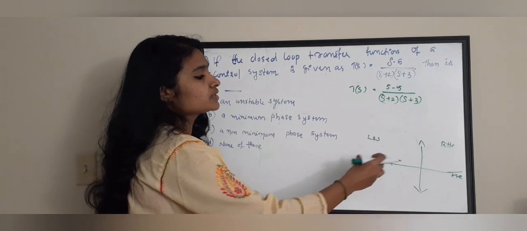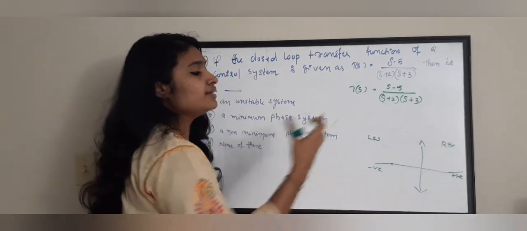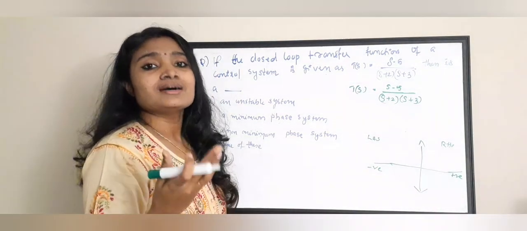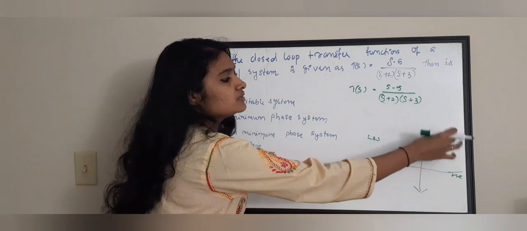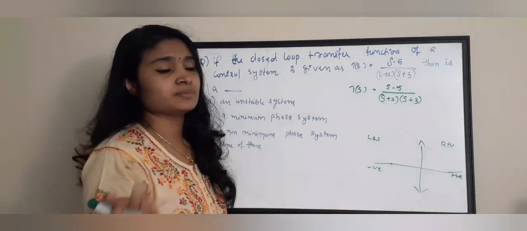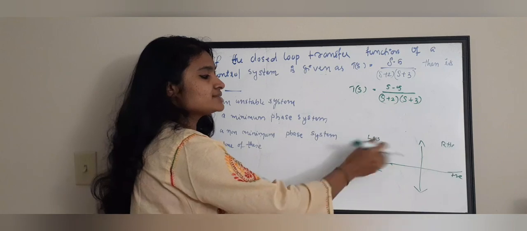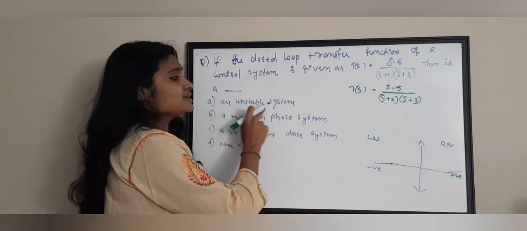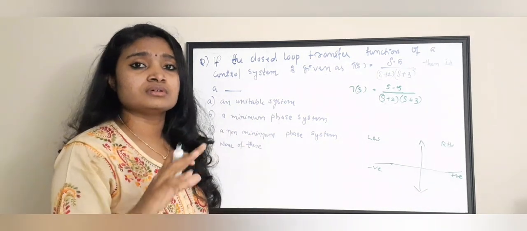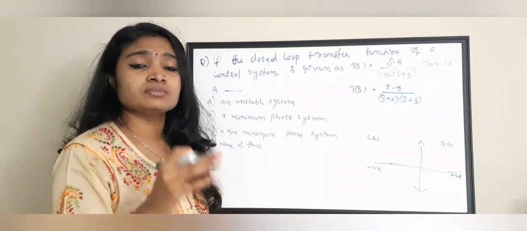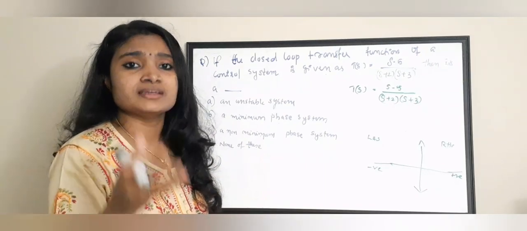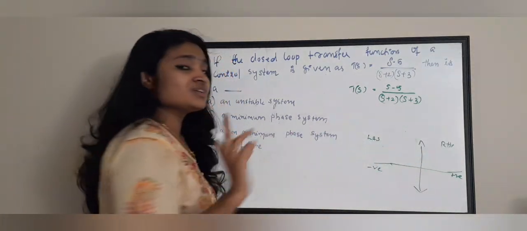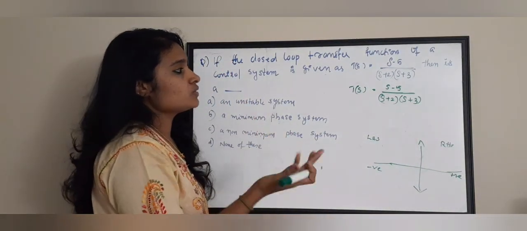And if the poles lie on the positive side, it is said to be an unstable system. That is, if the poles are lying on the right hand side, the system is unstable. And if the poles are lying on the left hand side, the system is stable. So the first option is an unstable system, right? So in order for the system to be unstable, the poles should lie on which plane? It should come on this plane. So first let us check whether the system is unstable or not.